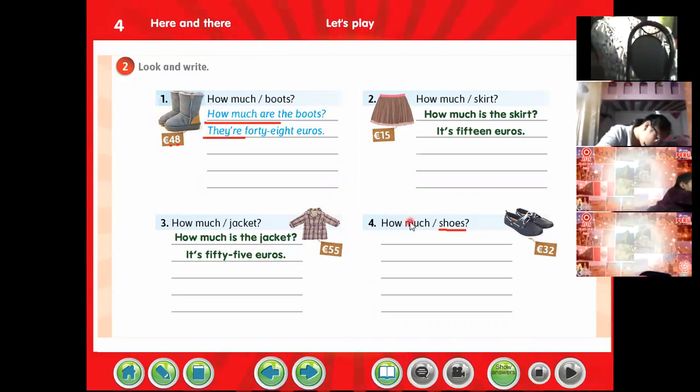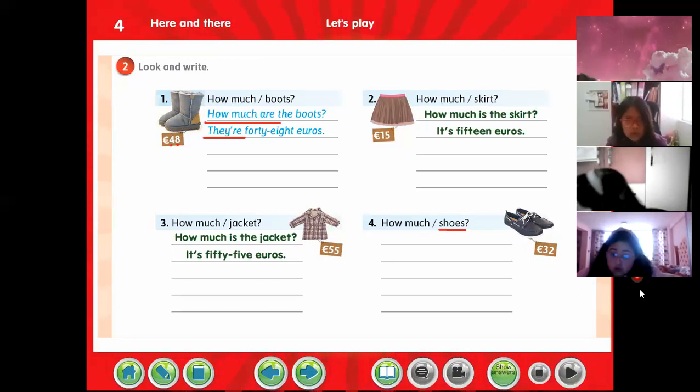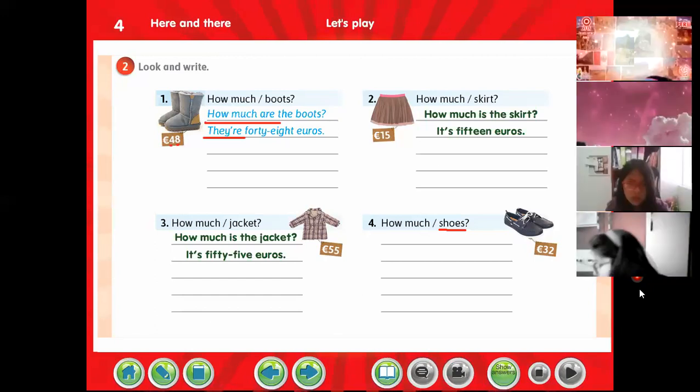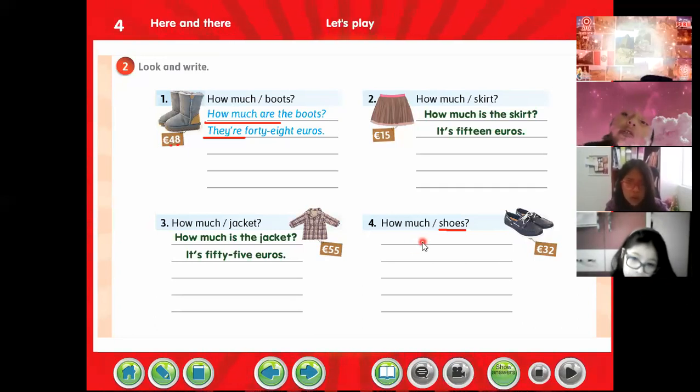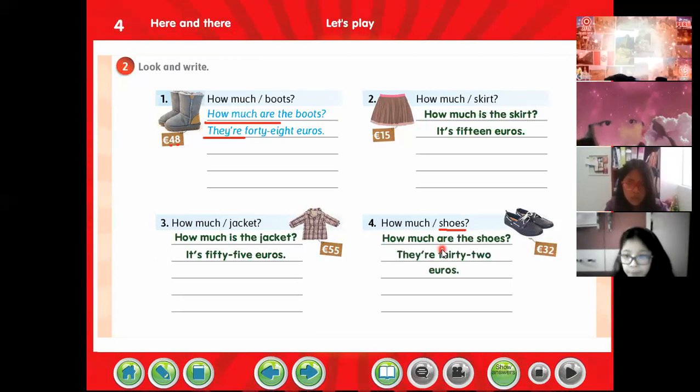Yeah, another student, please, for the number 4. Thank you, Alina. Other student, come on. Okay, Marcelo, tell me please the number 4. How much are the shoes? Yeah, how much? 32 euros. Yeah, thank you. Yes, you're right. 32. Thank you, Marcelo.